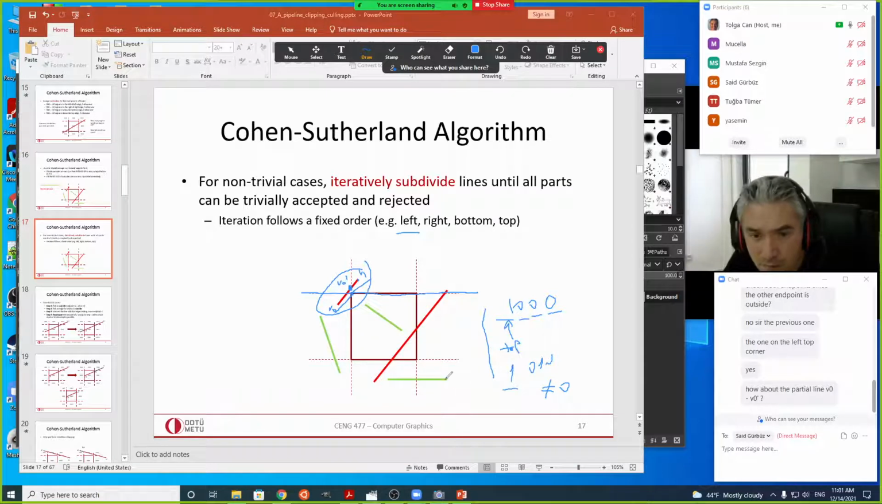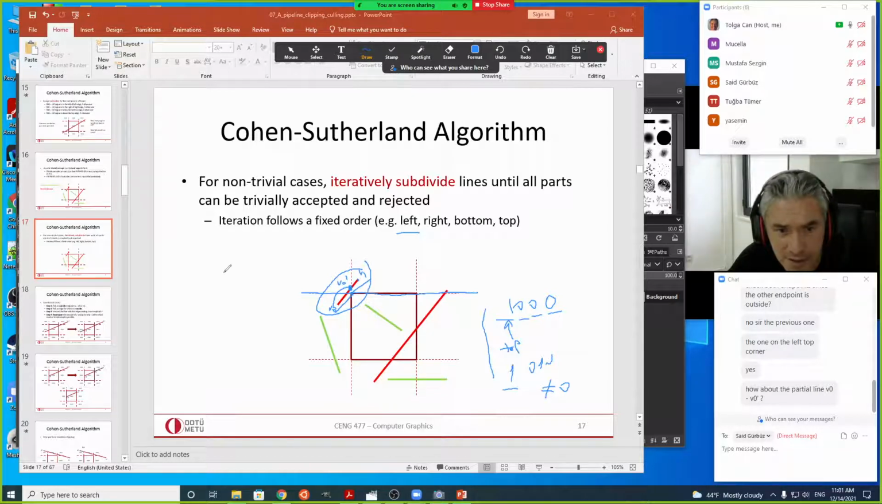How about the partial line? This V0, V0 prime. Oh, okay. For example, if it is something like this, if you look at this V0, V0 prime, it's not a trivial accept or reject, because V0 prime here is, as you can see, not completely outside.